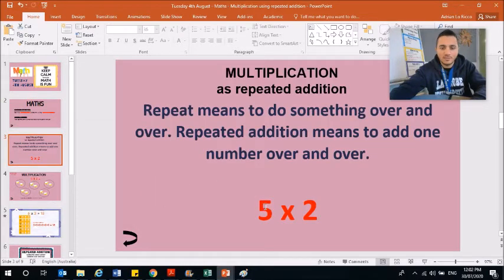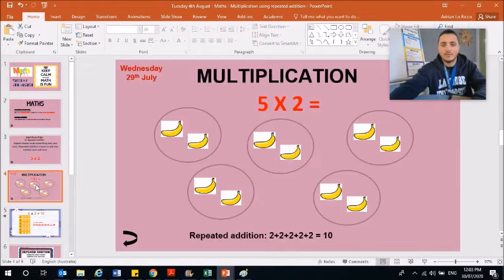Let's look at this first example. Five groups of two. Say it with me. Five groups of two. That's going to look like this with my bananas. I've got five groups, just like what we did last week. We made our groups. We drew pictures with circles and dots, remember? So I've got one group, two groups, three, four, five groups, and there are two bananas in each.